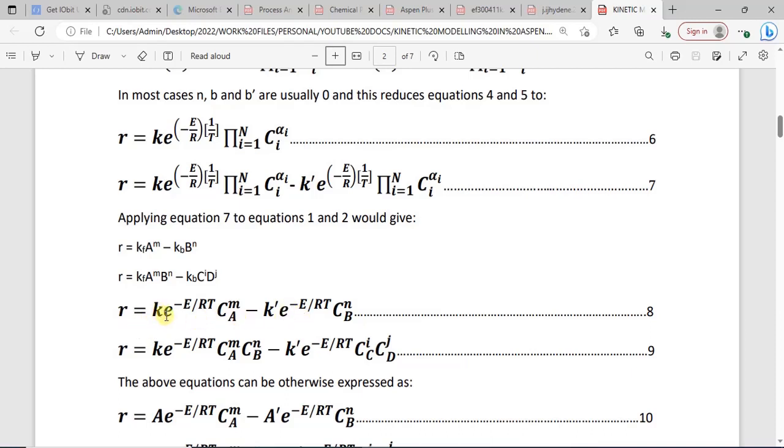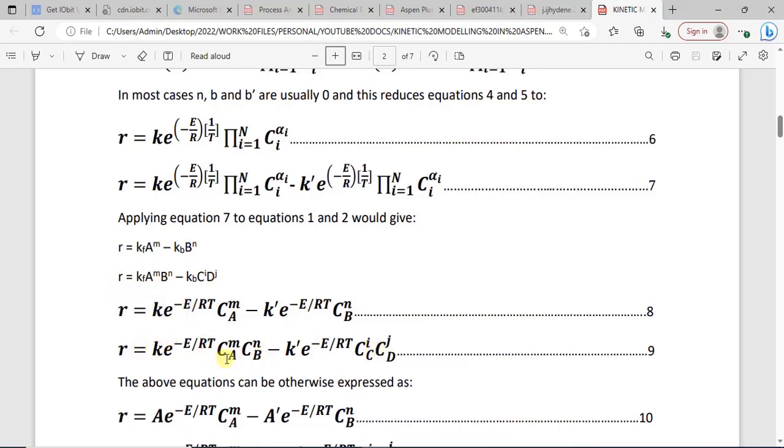So you have k e raised to power minus E over RT, C_A raised to power m, which is the concentration of A, minus k prime e raised to power minus E over RT, C_B raised to power n, which is the concentration of B, right? So if you look at this and you apply this to equation 1, yes, this is equation 1, you will get equation 8. And also if you apply equation 7 to this equation 2, you will also have equation 9, right?